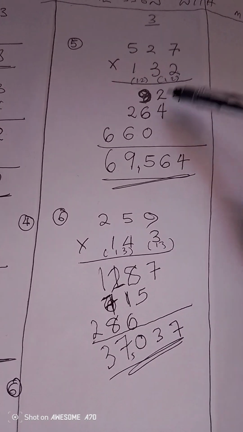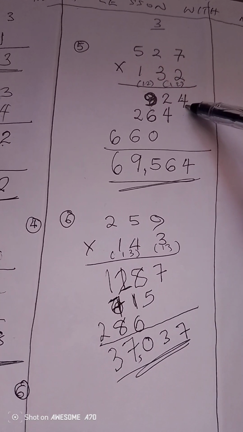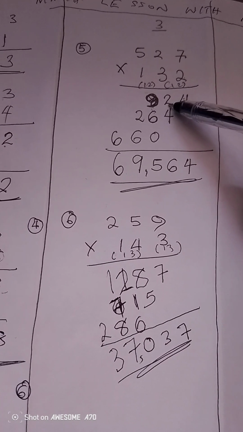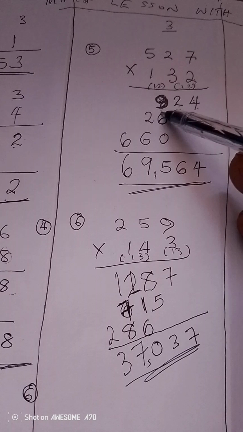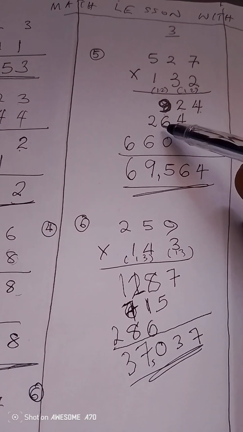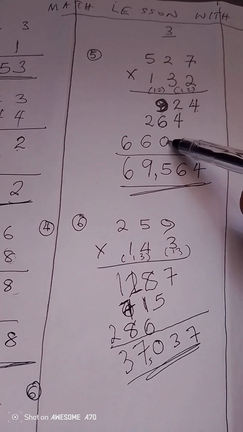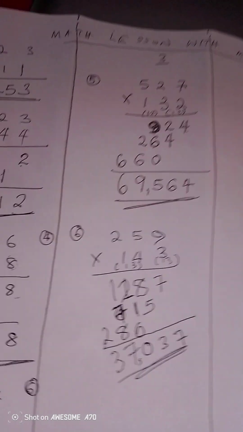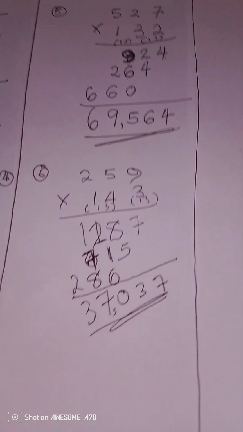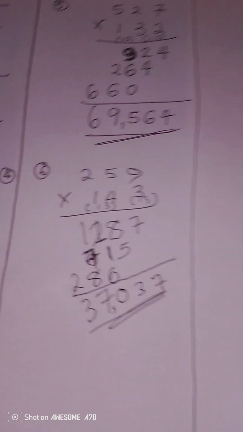So in that same vein, when you add the 8 and the 4, it gives you 12. So you put your 2 in between, and then you add that 1 to that 8. That's what gave us this 9. Then 2 plus 4 gave us 6. You put the 6 in between. 4 plus 0 gives us 4, 6 plus 0 gives us 6. You put the 6 in between, and then when you add it up, you got 69,564. Then in the same vein, 259 multiplied by 143, using the same method.